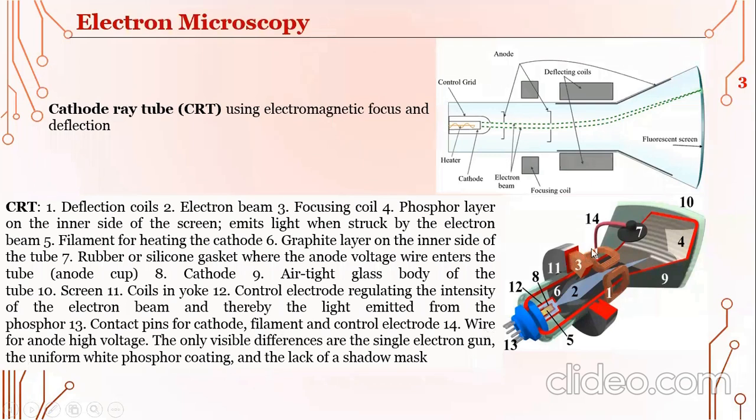Then the wire for anode high voltage. The only visible differences are the single electron gun, the uniform white phosphor coating, and the lack of a shadow mask. We will be talking about this in detail, don't you worry about that.